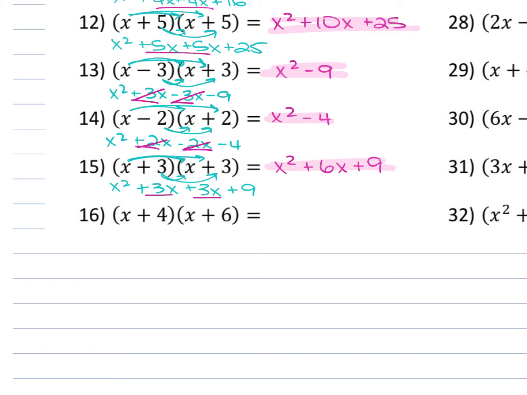For 16, we have x plus 4 times x plus 6. So x times x is x squared. X times 6 is 6x. The 4 times x is 4x. And 4 times 6 is 24. When we combine like terms, this gives us x squared plus 10x plus 24.